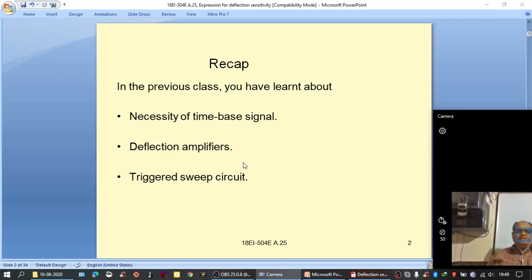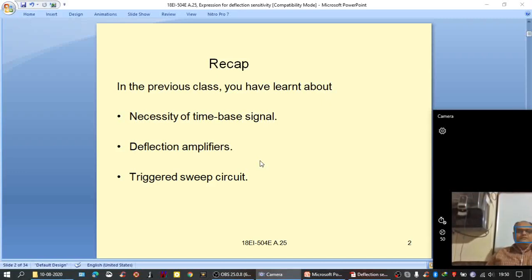And horizontal deflection system consists of a trigger circuit, time-base generator, and a horizontal amplifier. Trigger circuit is used to convert the sinusoidal signal into a train of pulses, and sweep generator is used to convert a train of pulses into a sawtooth signal, and horizontal amplifier is used to amplify the sweep signal or sawtooth signal.